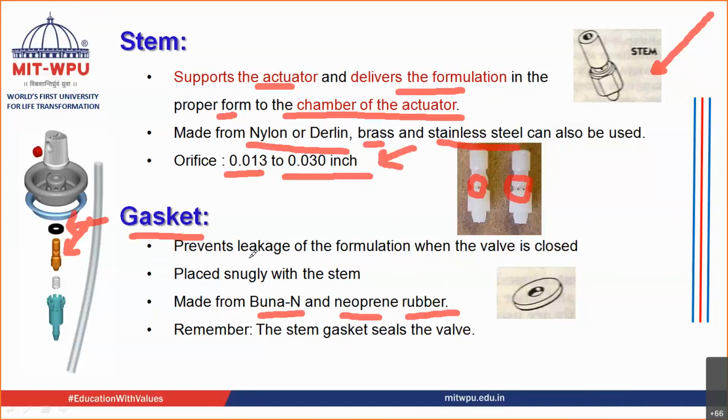What they do is they prevent the leakage of the formulation when the valve is closed. So even if your container is tilted, the formulation does not come out. This leakage of the formulation when the valve is closed is prevented by your gasket. The gasket is placed snugly, it means it is just placed onto the stem. They are not attached or fixed. They are just placed above the stem.